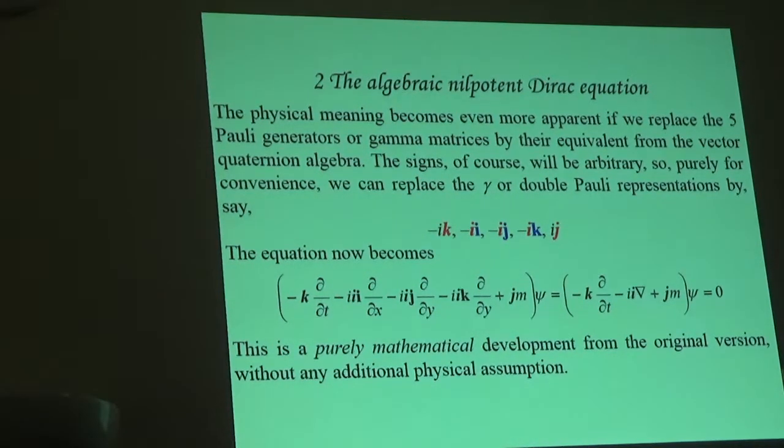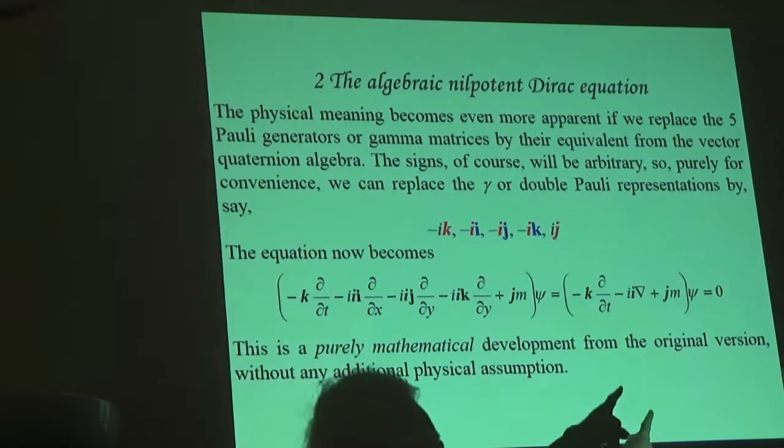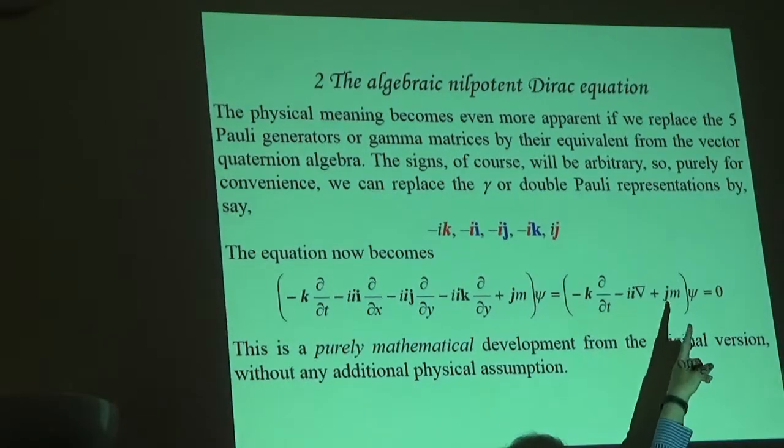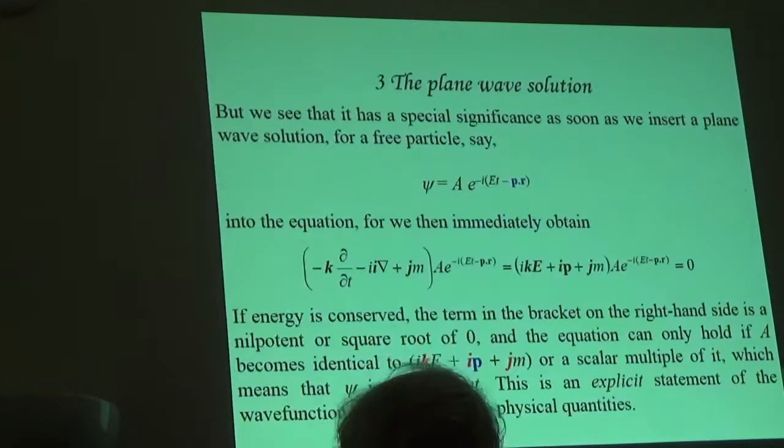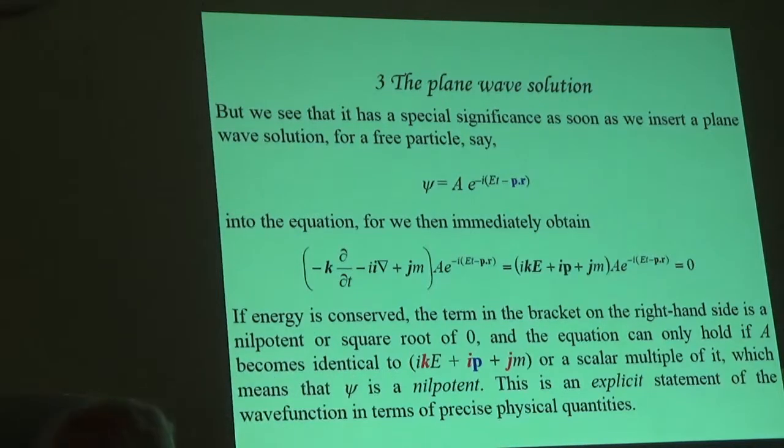Good. And so I start off with that equation there, as the Dirac equation in this version. And the thing to notice is that the mass term now has a quaternion on it, not just a complex number, which means that it can square to zero, which is the key thing I want to do.